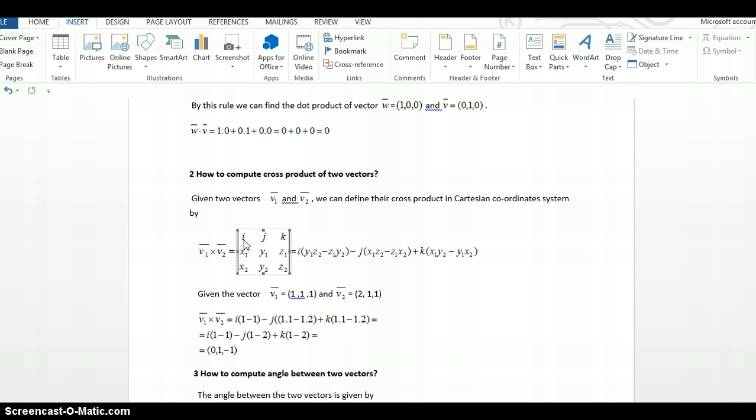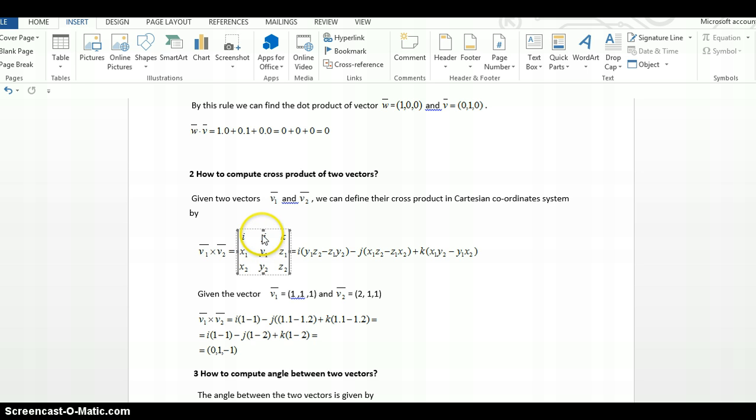You should also remember that i is assumed to be positive, j is negative, and k is positive, like that in this matrix form. That is the plus minus plus sign pattern, the usual representation. So i is positive, this is negative, this is also positive. So the crossing becomes i times y1 z2 minus z1 y2.